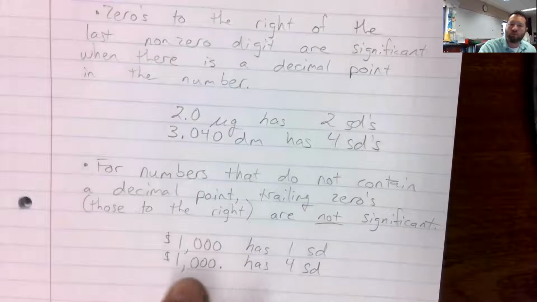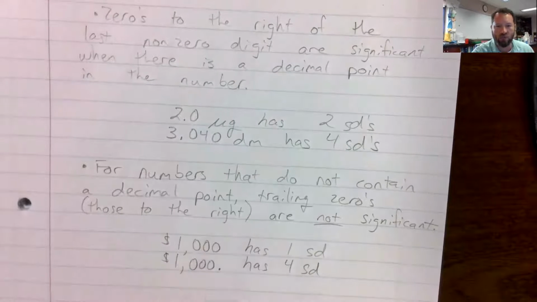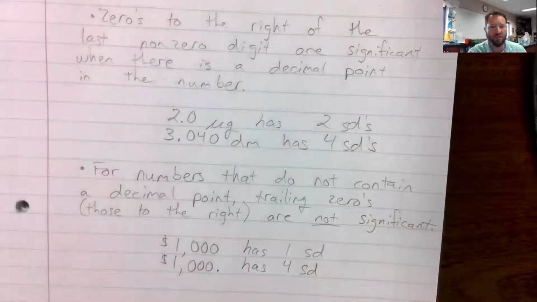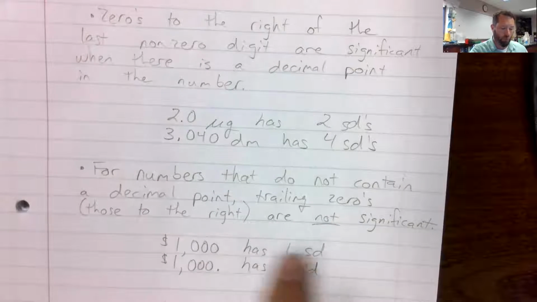That decimal point means that those trailing zeros are significant. So the 1 is significant. Each of the 3 zeros is significant. This one has 4 significant digits. And again, the big difference is it has a decimal point, whereas the first 1,000 did not.